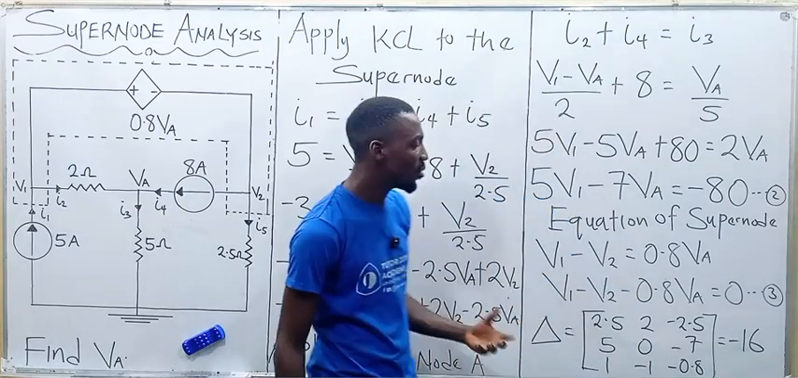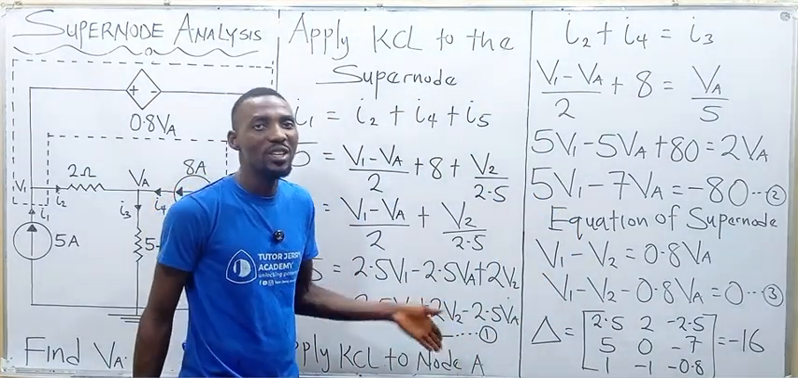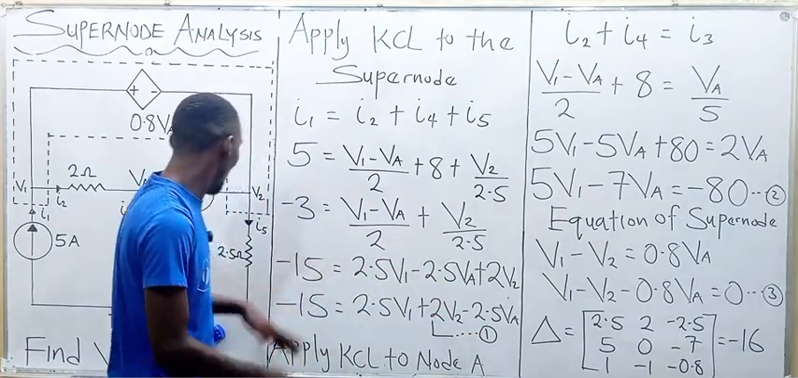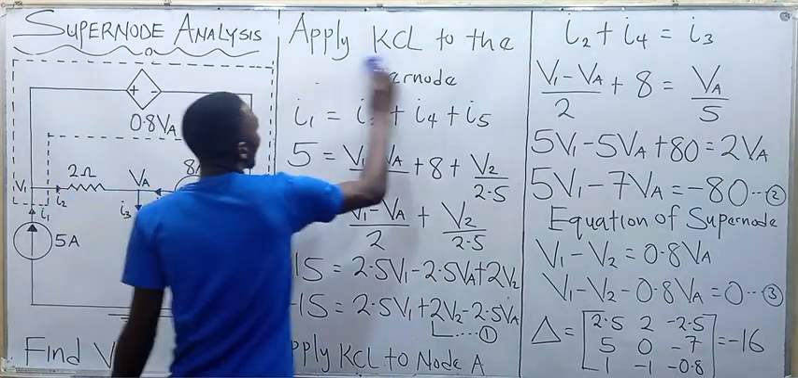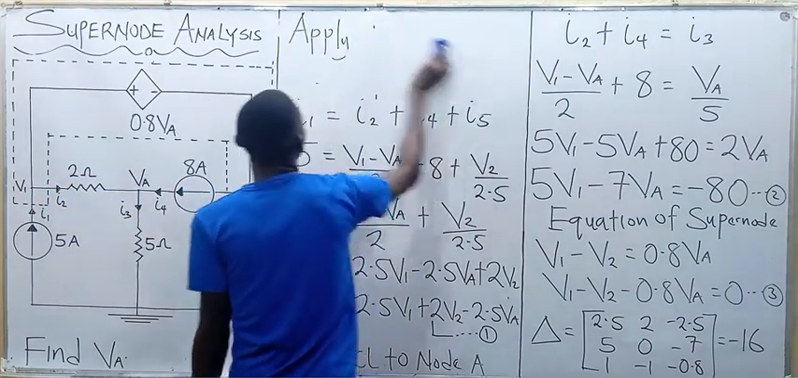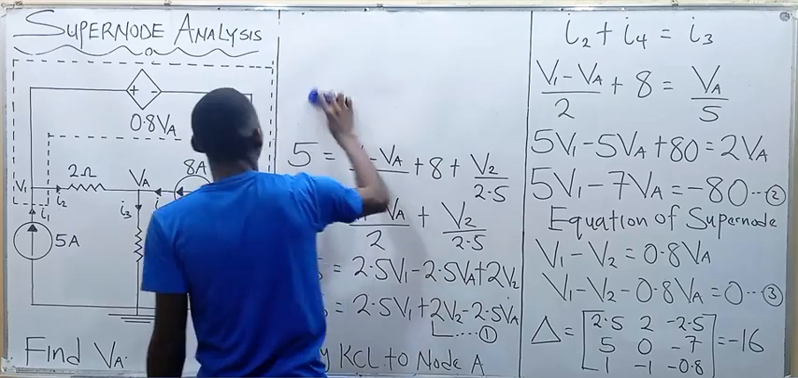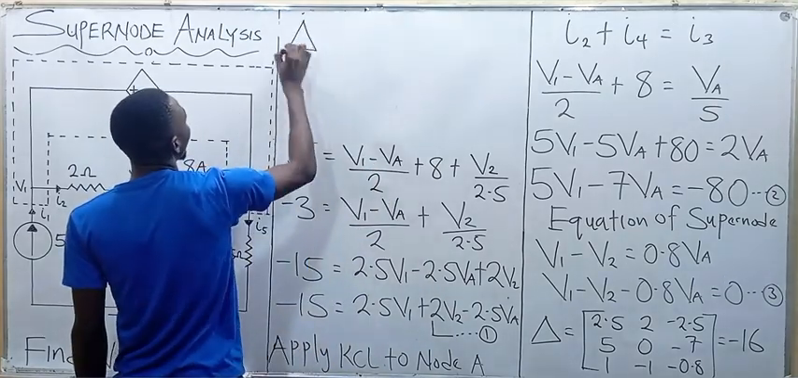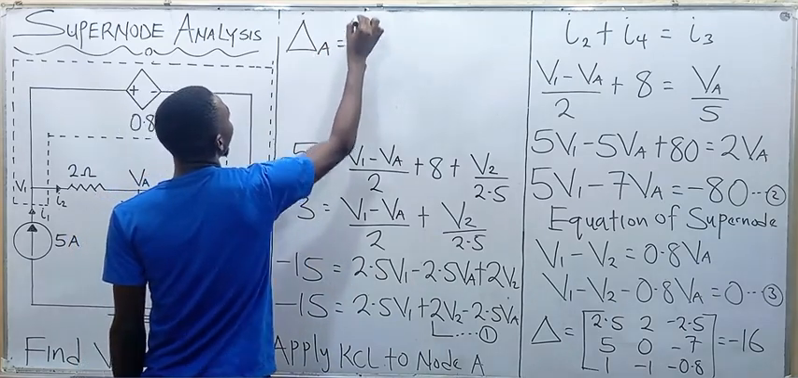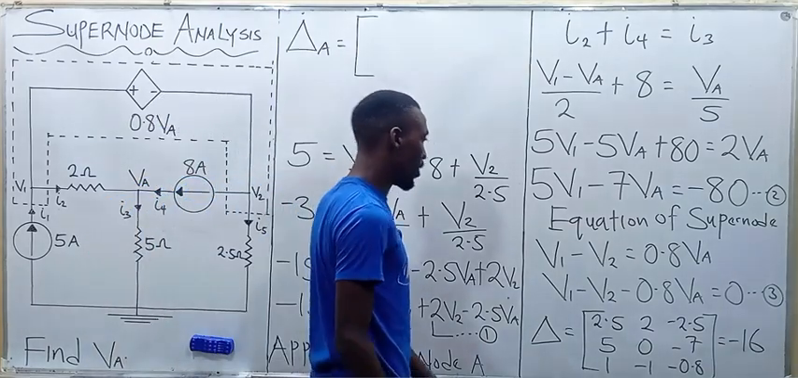So here we don't need to find change in 1 and change in 2 and change in A. We only need change in A, because the question says we should just find VA. All right. So let's just find change in A. So change in A will be equals to what? All right. Change in A is going to be what?